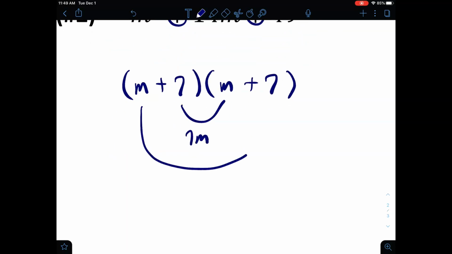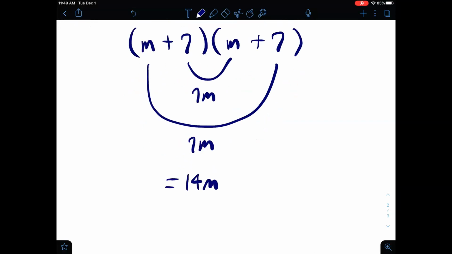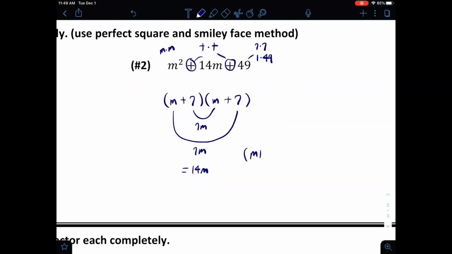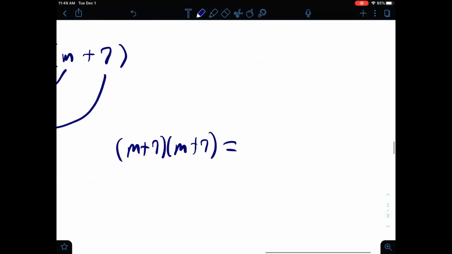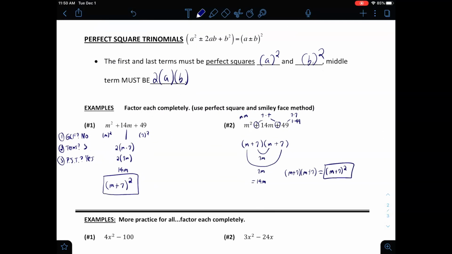Let's check it. 7 times m is 7m. m times 7 is 7m again, which equals 14m. So you can see it's going to equal m plus 7 times m plus 7. But that reduces to what we did over on the left, which is m plus 7 all squared. And so we got it both ways. So if you struggle with figuring out the pattern, just go ahead and do it this way too. Do your smiley face method. Either way is totally fine, but the pattern does save you some time and effort, I feel like.